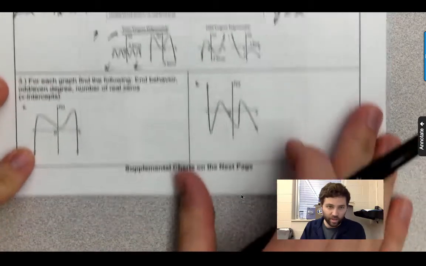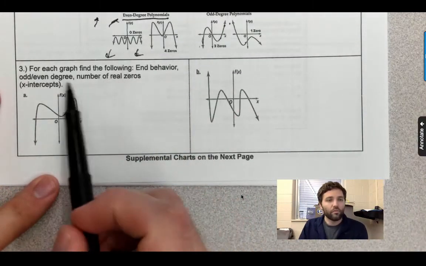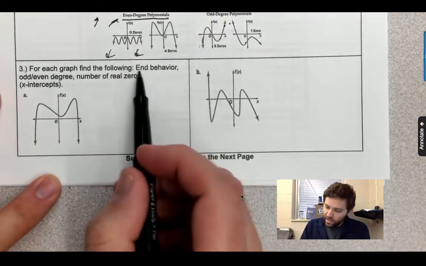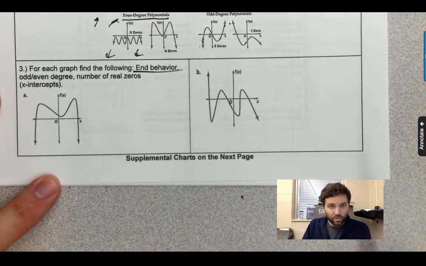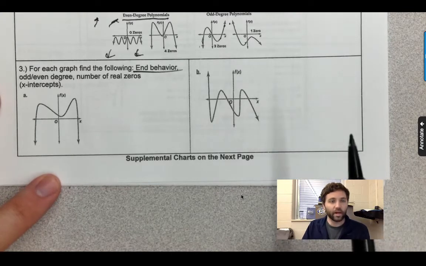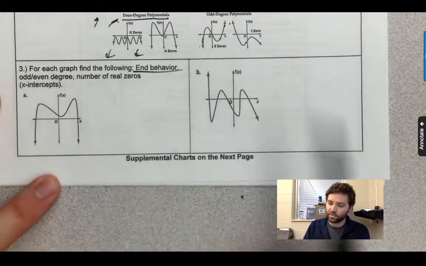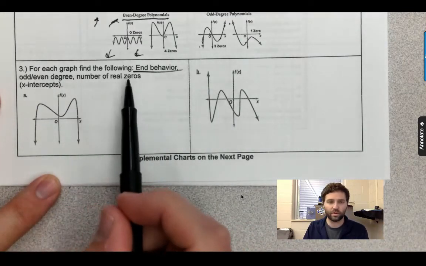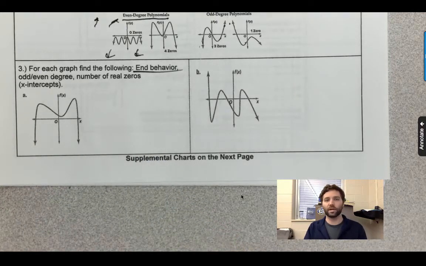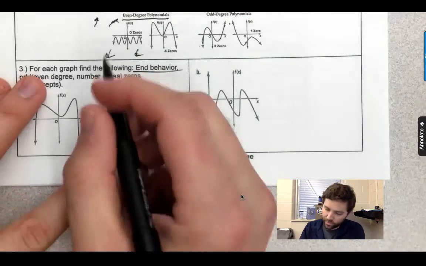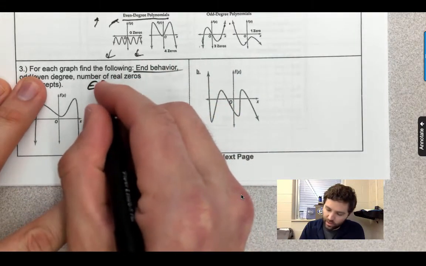Let's do some examples where we actually apply that idea then. For each graph, find the following. We want the end behavior, so we're going to go way back to chapter 2, drag that out of your brain. And then we want to know if it's an even or odd degree. And then how many real zeros there are. Remember that zeros are values that make the function 0, which show up graphically as x-intercepts. Okay, let's start with end behavior. All right, so we'll call this EB.